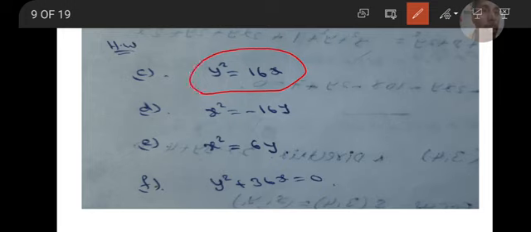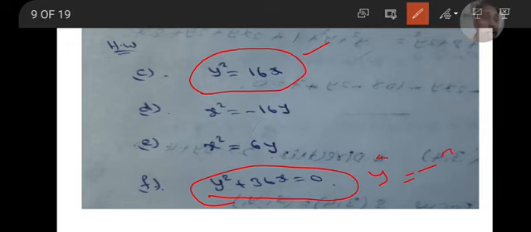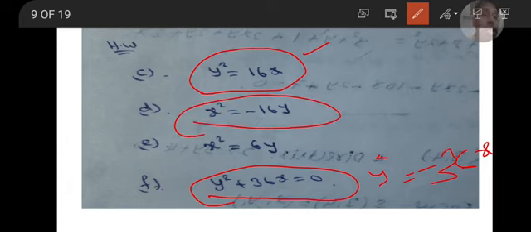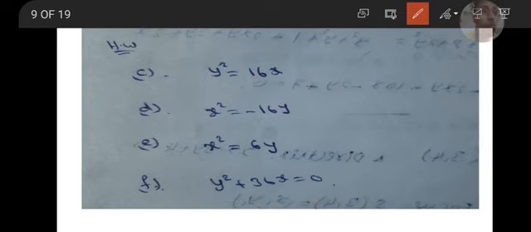Next, do the homework problems. Y square equal to 16x. Same. X square equal to, the first problem, C problem is similar to the first one. Okay, and this y square plus 36x equal to 0 means y square equal to minus 36x, so it is the second problem. And it is x square equal to minus 16y, which means it is x square equal to minus 4ay form. It is x square equal to 6y, which means x square equal to 4ay form. Okay. Now substitute in the formulas.